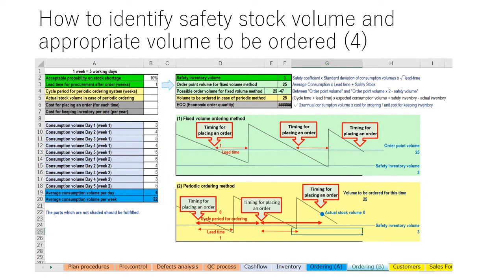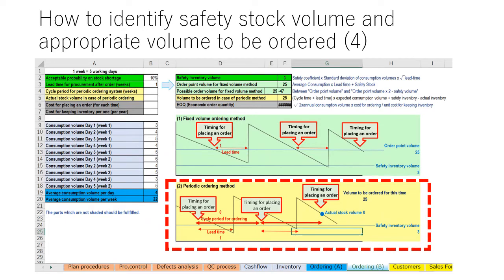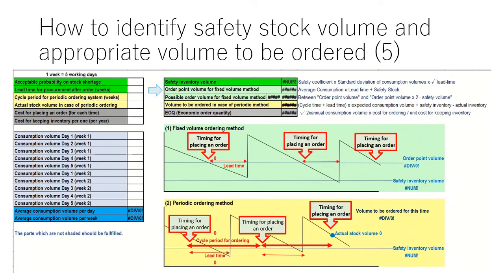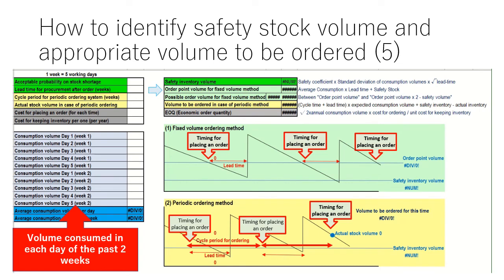Let's see another example of the application of the sheet to calculate safety stock volume with the periodic ordering method. Supposing that a wood processing company wants to analyze how many pieces of sawn timber should be kept as safety inventory and how many pieces the company should order each time by applying the periodic ordering method, this tool can be applied. If the company can allow 20% as the probability of stock shortage, 2 weeks are needed to receive the sawn timber after ordering.